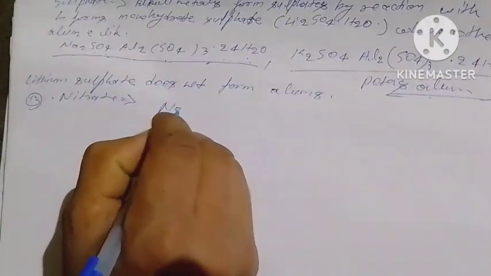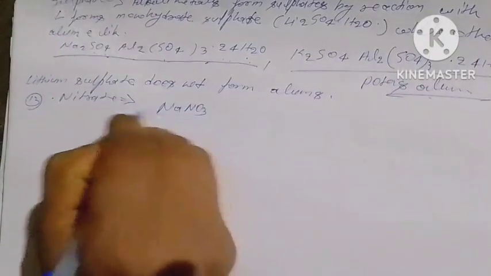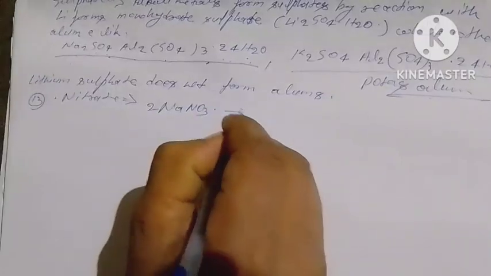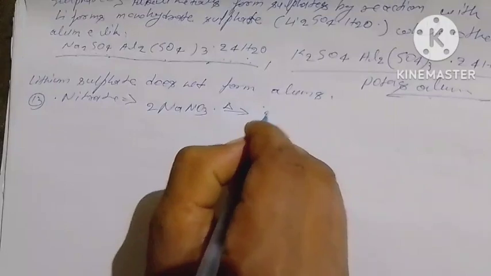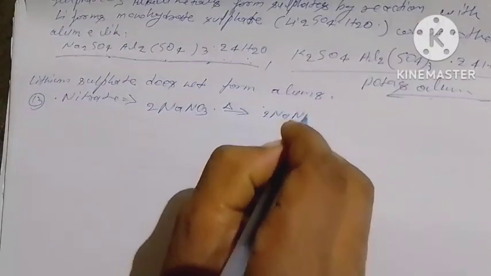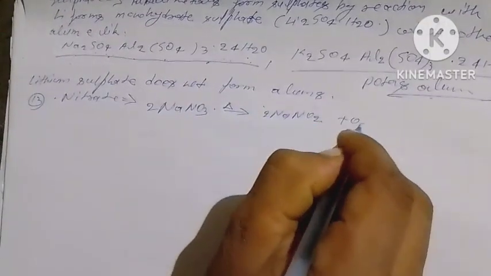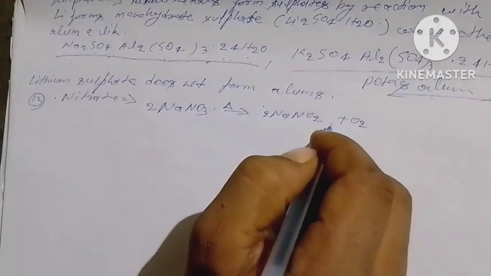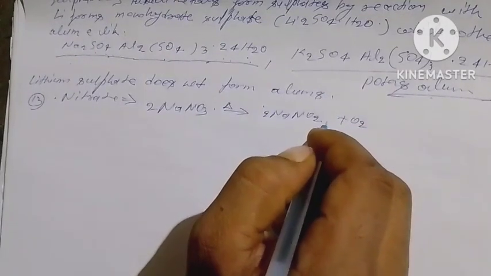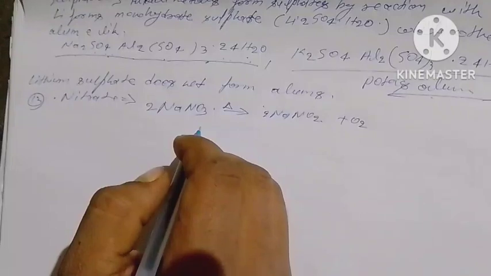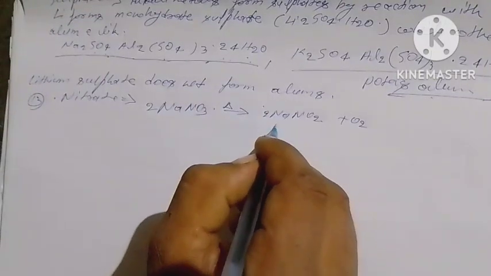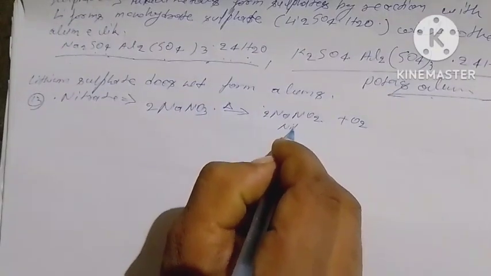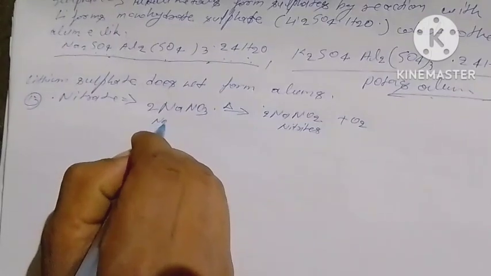Sodium nitrate, NaNO3. After heating, this is converted to NaNO2 plus O2. This is nitrates and this is nitrites. This is sodium nitrite, and this is sodium nitrate.